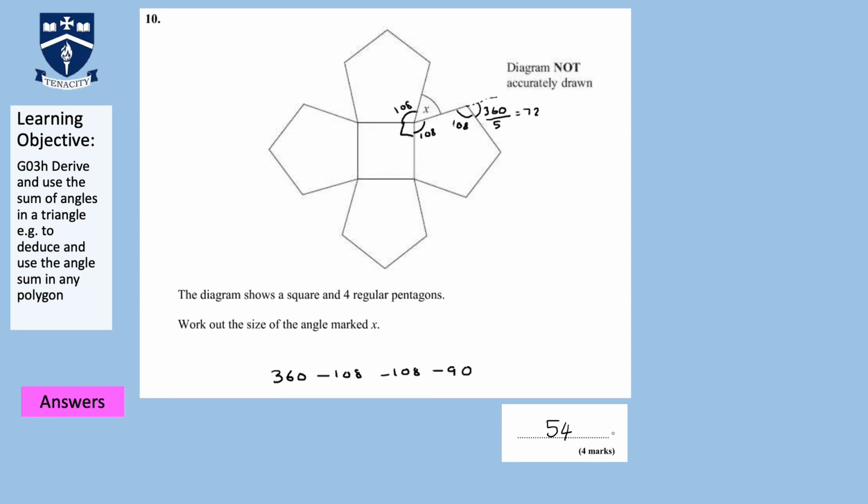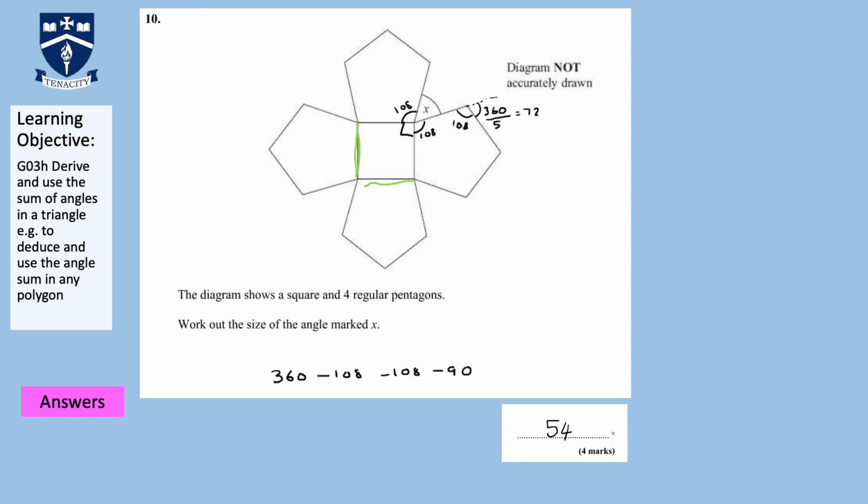Okay, it says the diagram shows four regular pentagons, and work out the size of angle marked x. Well, first things first, if these are four regular pentagons, that means the base of each pentagon is the same. So in the middle, we have a square. So we have a square with four regular pentagons around it. You need to work out x.